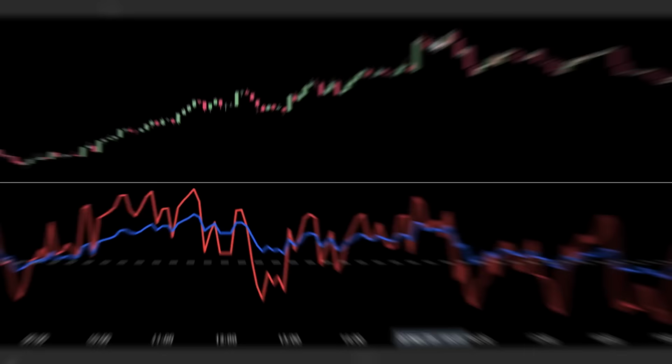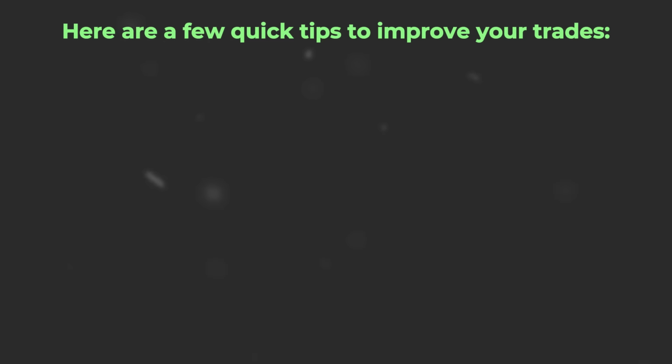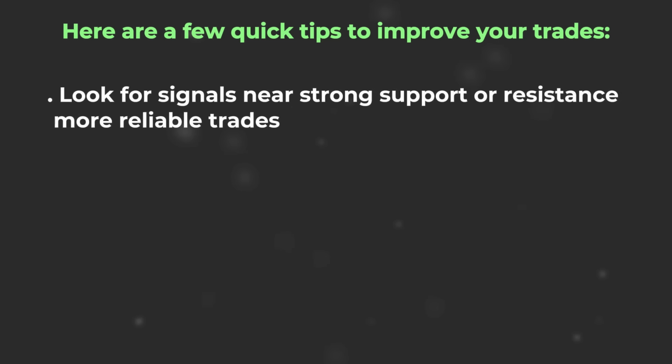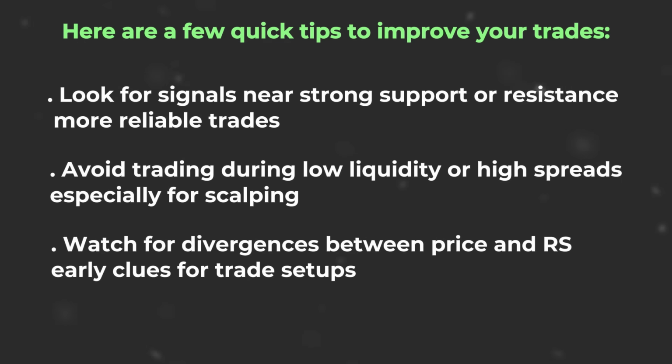Extra tips for better entries. Here are a few quick tips to improve your trades. Look for signals near strong support or resistance. It makes them more reliable. Avoid trading during low liquidity or high spreads, especially for scalping. Watch for divergences between price and RSI as they can give early clues. If you are new to divergences, check out our separate video. The link is in the description.